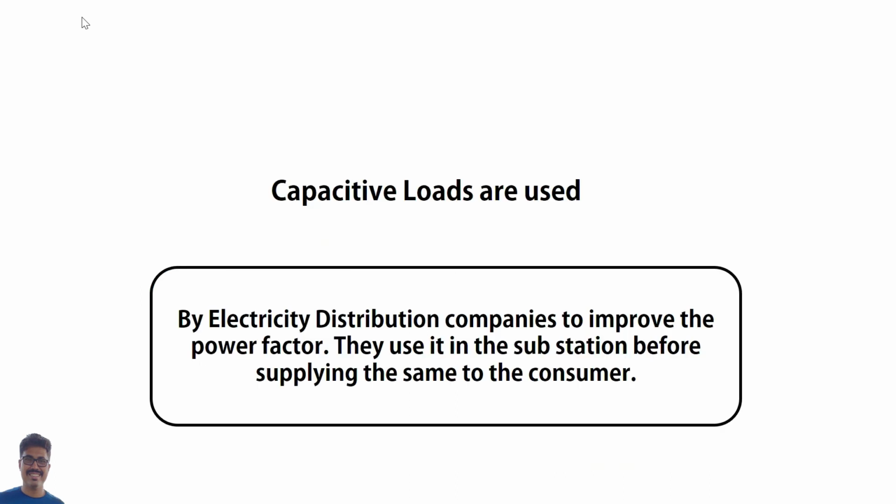Another fact I want to tell you is that capacitive loads are used by electricity distribution companies to improve the power factor, because in long transmission lines sometimes power can be lost. To improve the power factor, to make the voltage and current signals in phase, they use it in the substation before supplying the same current to the consumer. This you should know. This is a quick fact.